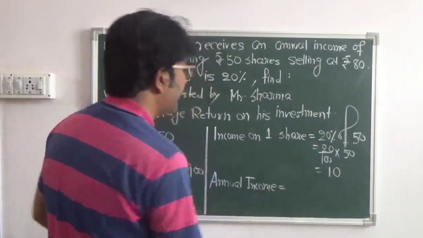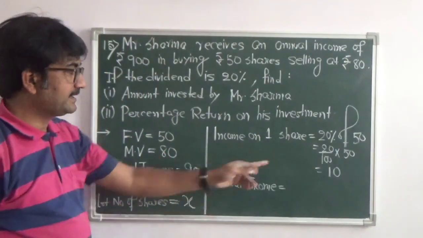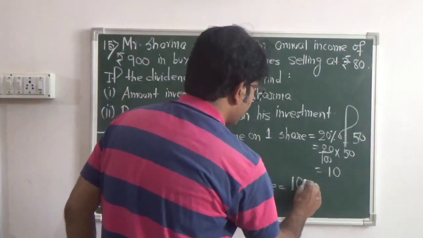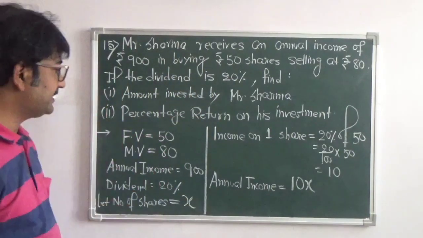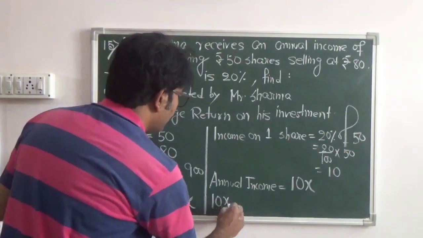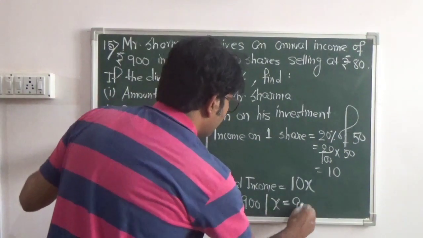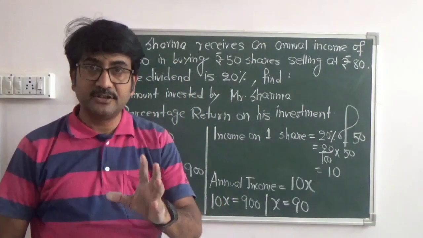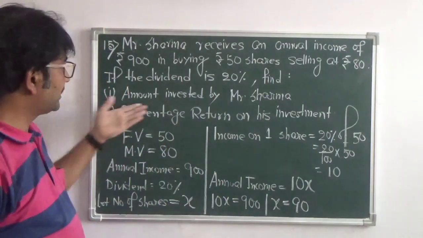Then what is the annual income? Annual income is income on one share multiplied by total number of shares. So what is the income on one share? Rupees 10. What is the total number of shares? x. So it is 10x. So this is the annual income, but annual income is given as 900. So we can write 10x equals 900, or x equals 90. So the number of shares purchased is 90.